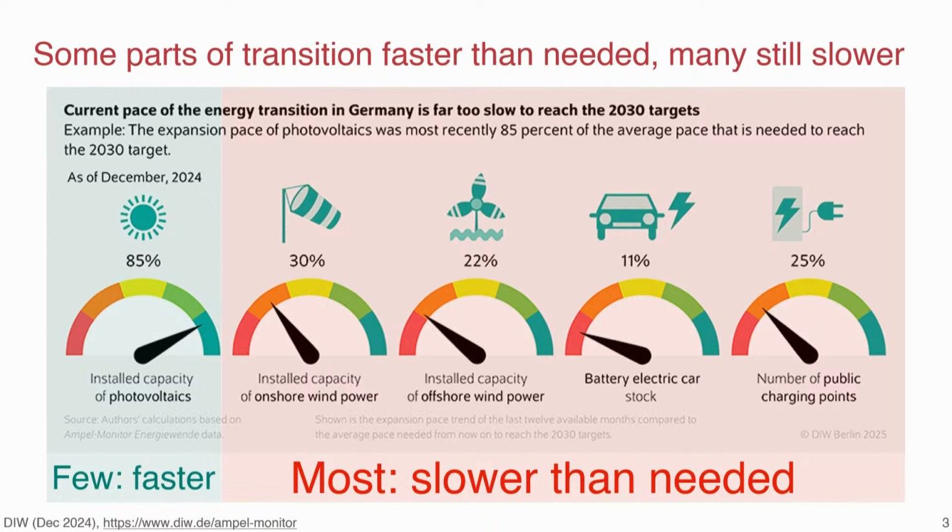So we can see here solar energy again. It's being deployed fast enough to make the 2030 target. Everything else is much slower than would be needed. So it's unlikely that these 2030 targets will be met in Germany. And of course, the picture is the same in many other parts of the world.